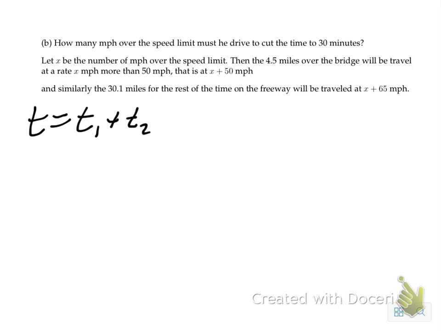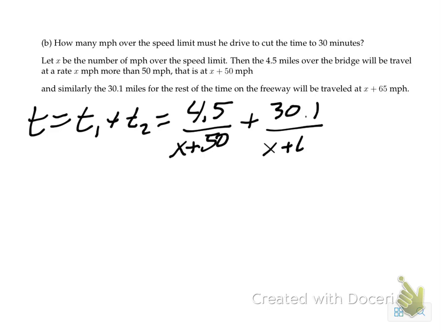on the freeway. So that 4.5 miles over the bridge will be traveled at a rate, and so there's a typo in there, sorry about that, will be traveled at a rate x miles per hour more than 50 miles per hour, or x plus 50. And then the 30.1 miles on the freeway will be traveled at x plus 65 miles per hour. Recalculating these times, it's still going to be time is distance over rate, but we've changed the rates. They're no longer 50 and 65, they're a little bit faster.